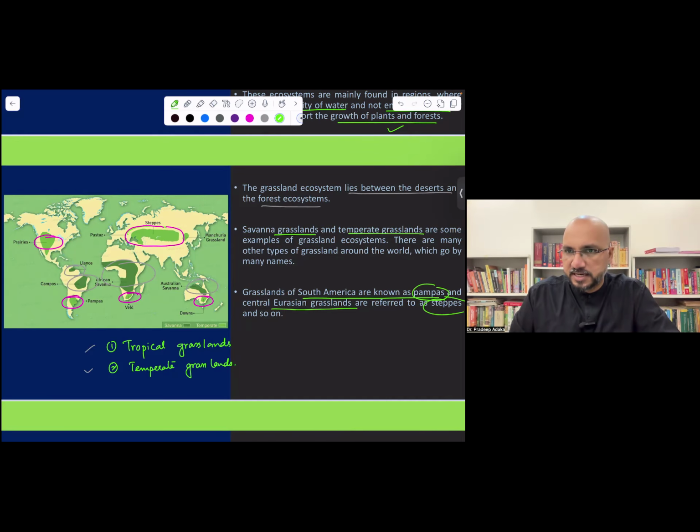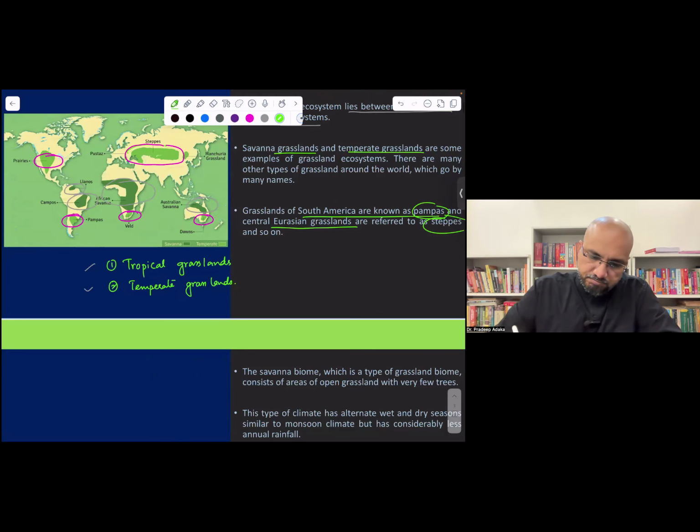Tropical grasslands are called savanna in South Africa. In Brazil, you have two pockets. One north of the equator, that is llanos. Then one strip south of the equator, that is called campos. Llanos and campos are in South America. These are tropical grasslands. You also have Australian savanna, and parts of India are also covered under savanna grassland.